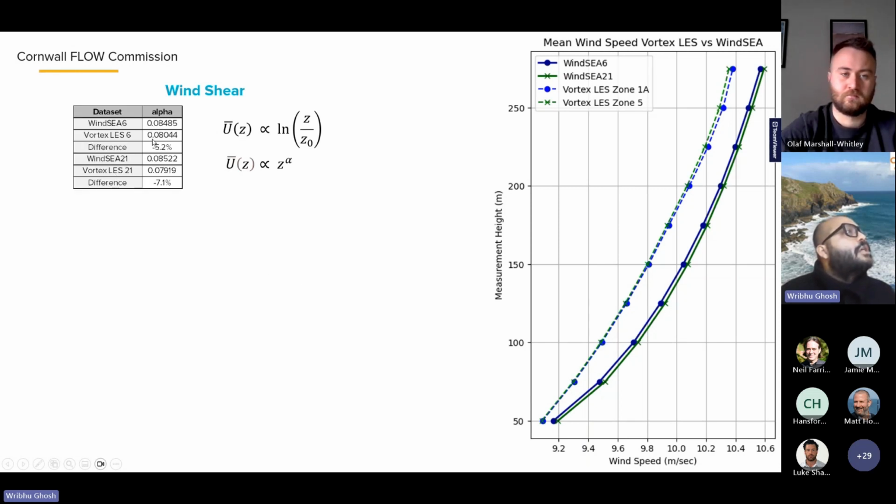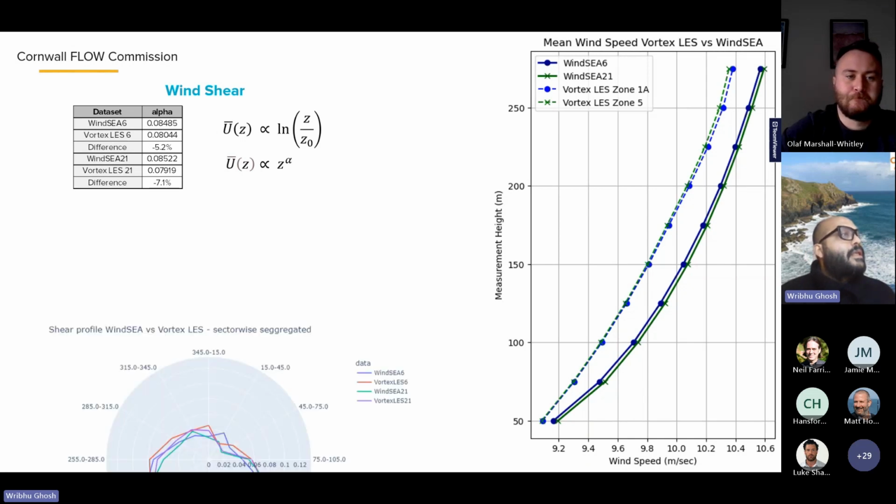So there are a lot of challenges using this model to give you a complete understanding of shear. This is the alpha value that we got for WinC. This is the measure, this is the model. And again, same for WinC 21. The model is still under predicting, by minus 5.2% and 7.1%, but that is just the alpha. We will figure out what that means in terms of generation.